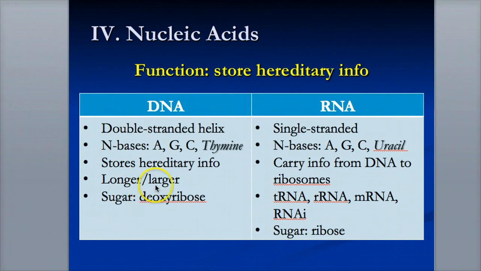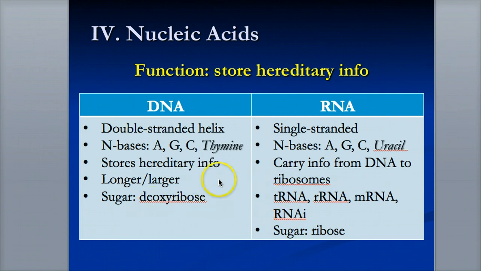DNA is longer and larger. RNA is smaller and shorter. There are different kinds of RNA. There's only one kind of DNA, but for RNA there are all different kinds. There are four that we're going to study. One is called tRNA, which stands for transfer RNA, rRNA, which stands for ribosomal RNA, mRNA, which stands for messenger RNA, and RNAi, which stands for RNA interference. So again, there's a lot here to memorize. I think you guys can get this, and we're going to study more of it later on.